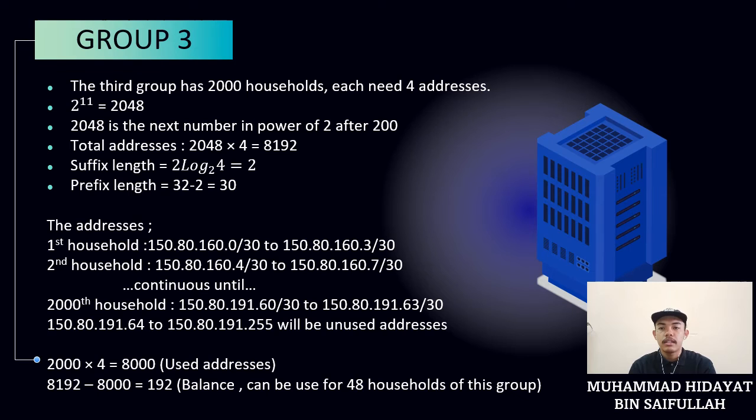For the used addresses, 2,000 multiplied by 4 equals 8,000. For the balance, 8,192 minus 8,000 equals 192. It can be used for 48 more households of this group.